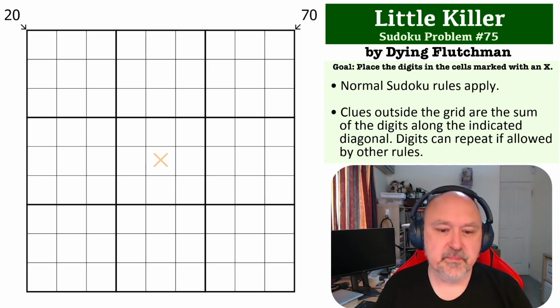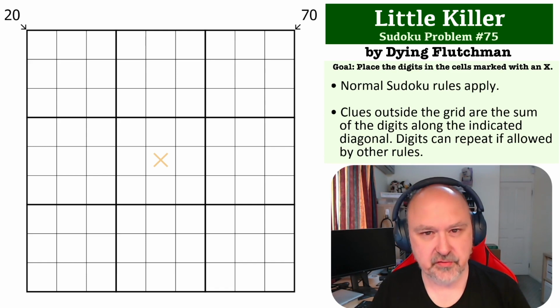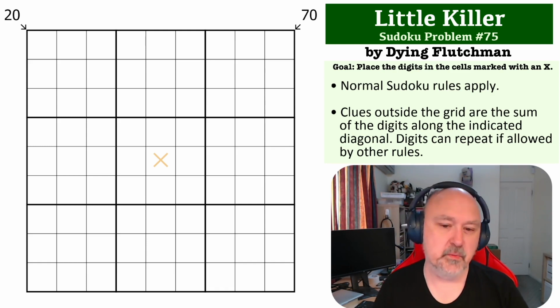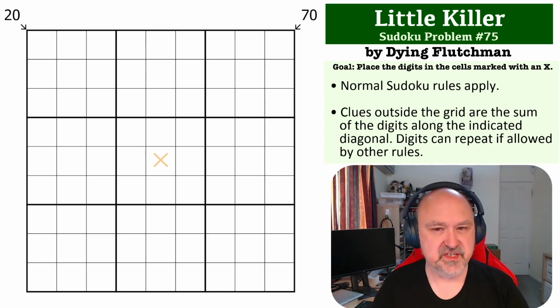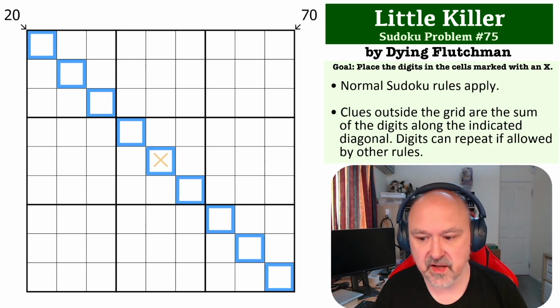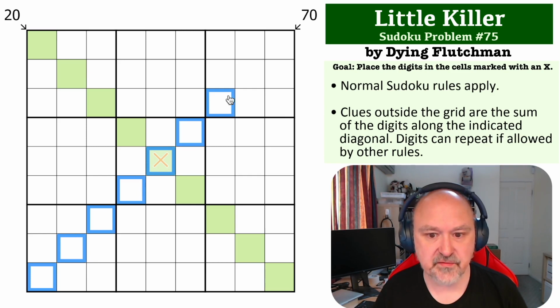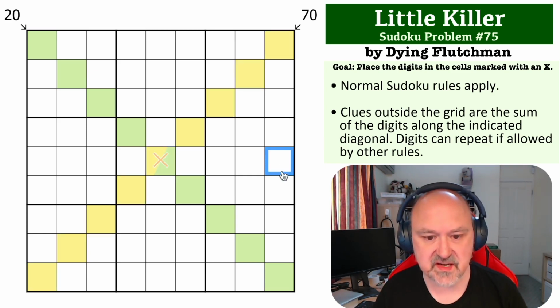Okay, so this one is basically a fundamental pressure trick that you get with Little Killer, which is a constraint that I struggle with quite a lot. So the way to think about it is, of course, you've got these cells on the 20 diagonal, and they have to sum to 20. Meanwhile, on the 70, you've got these cells which have to sum to 70.